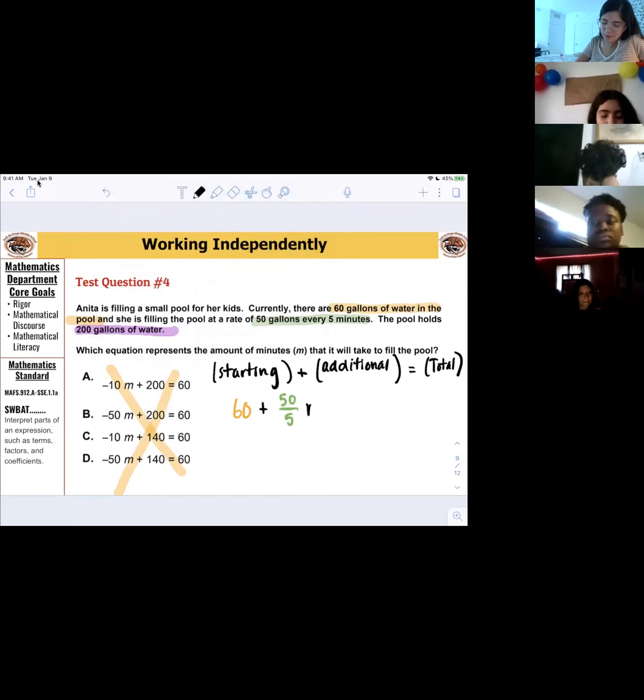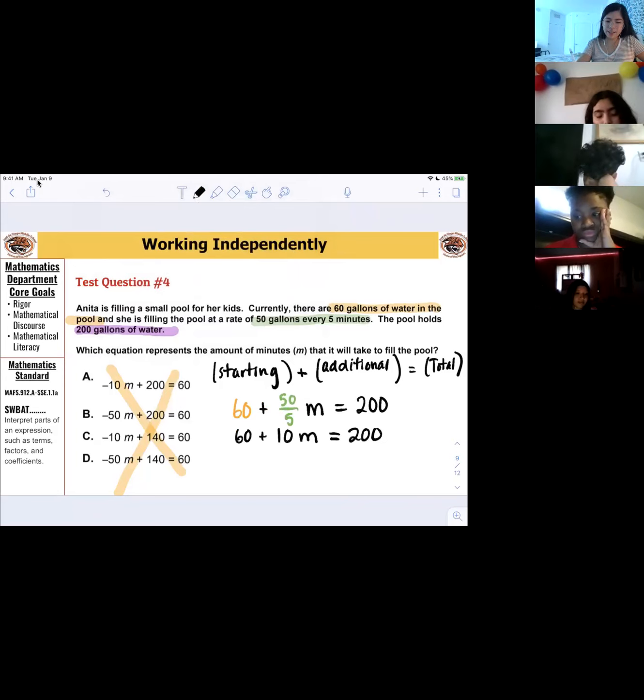My number of minutes is my variable. And then that is going to equal 200. So now I'm going to simplify that. This becomes 60 plus 10m equals 200.